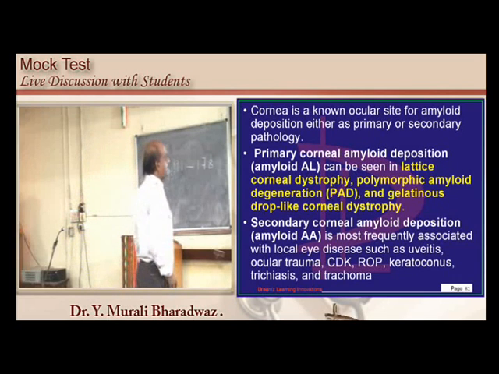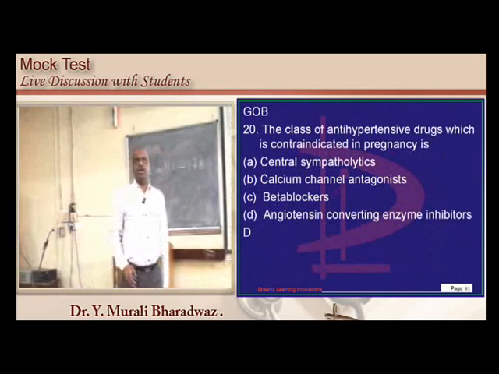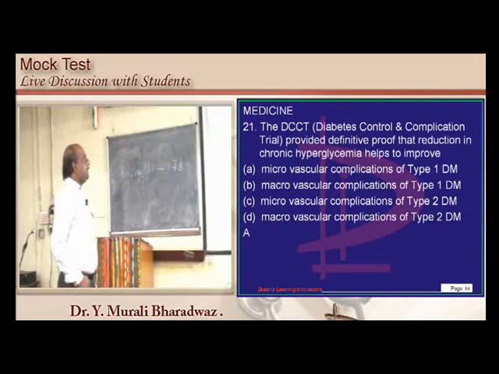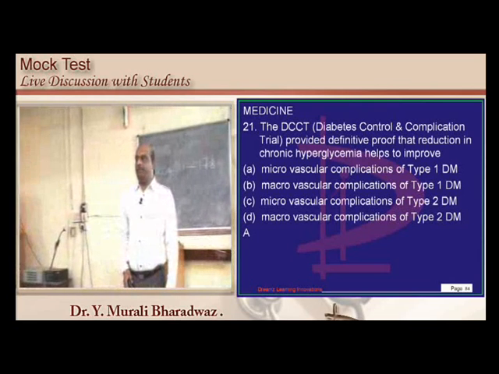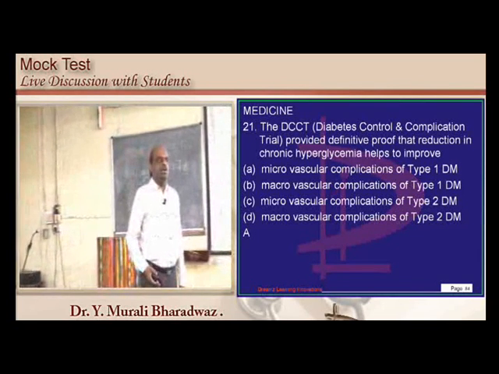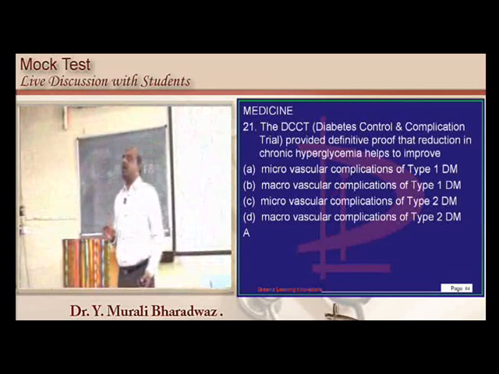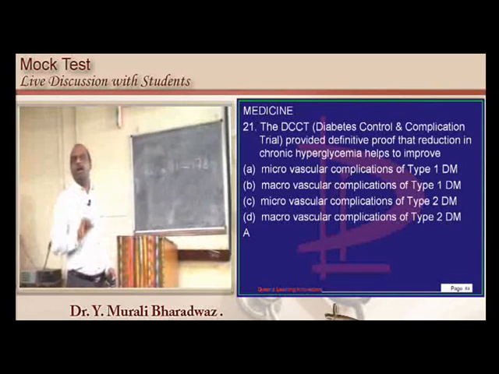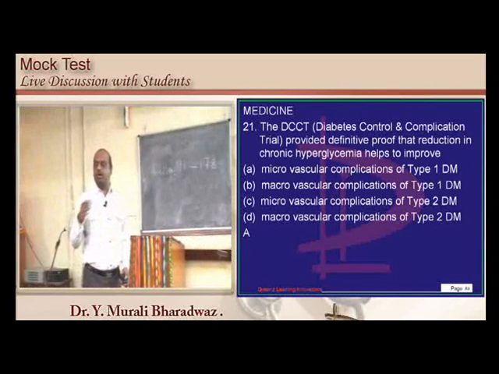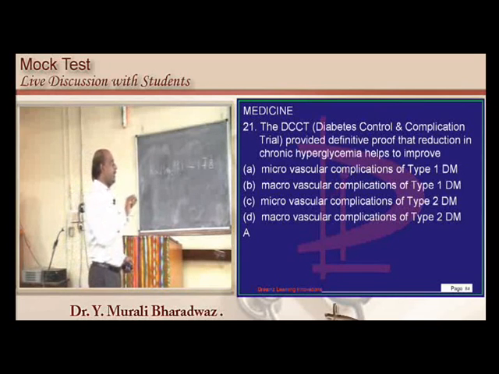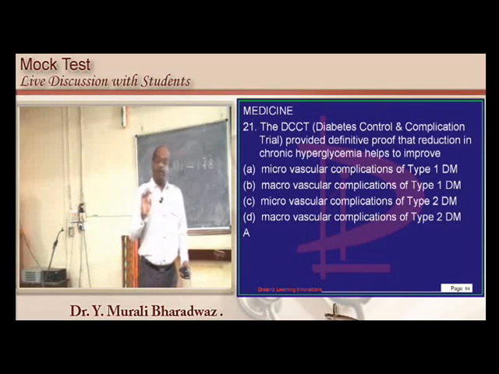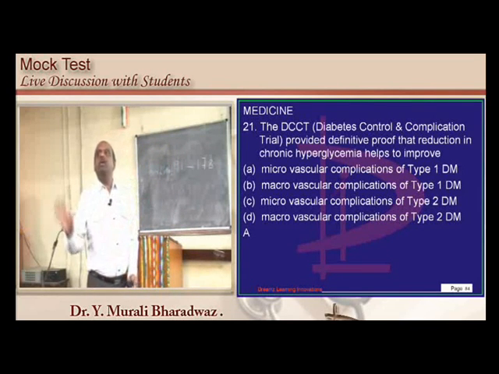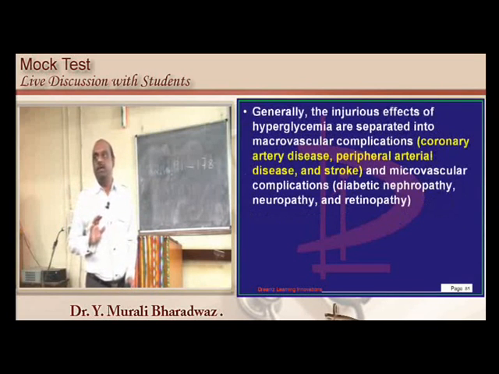In pregnancy, ACE inhibitors are not given, they are strictly contraindicated, a very traditional question. Then what is the Diabetes Control and Complications Trial? I like to ask you, which complications do you call micro, which are macrovascular complications, doctor? Coronary artery disease, peripheral vascular disease, stroke, they are all called macrovascular. Whereas retinopathy, neuropathy, nephropathy are basically called microvascular complications of diabetes.